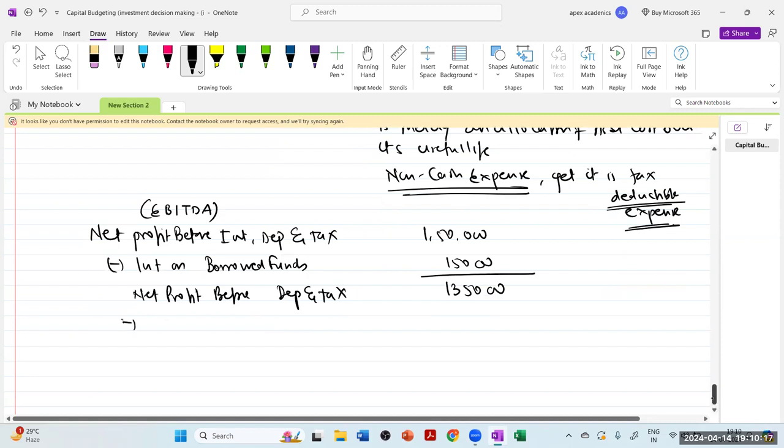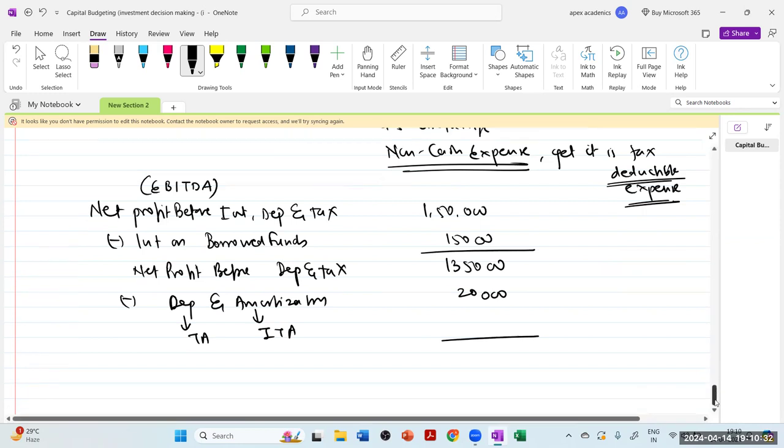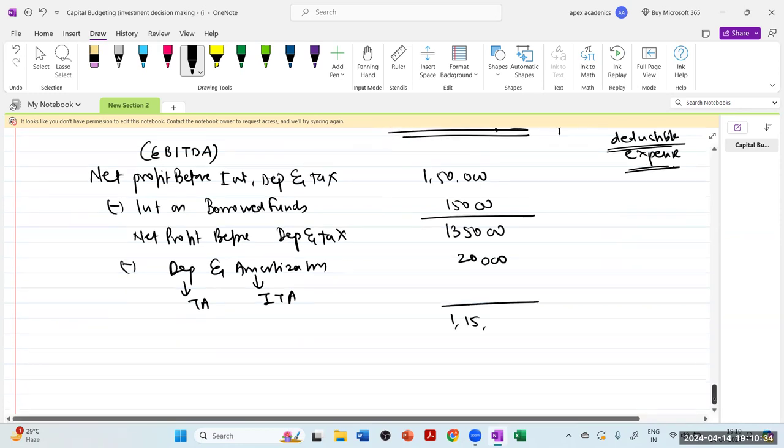Let us say now that depreciation and amortization both are the same. Don't get confused. This is given on intangible assets. This is given on tangible assets. They are both the same. Let us say it is 20,000. What are we left with? We are left with 1,15,000. What is this? This is net profit before tax.